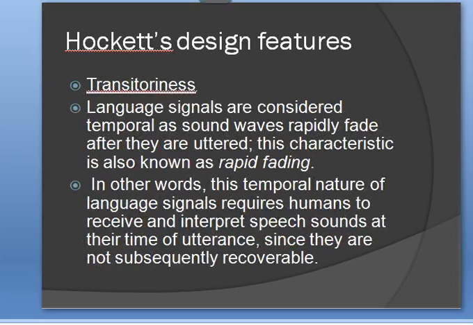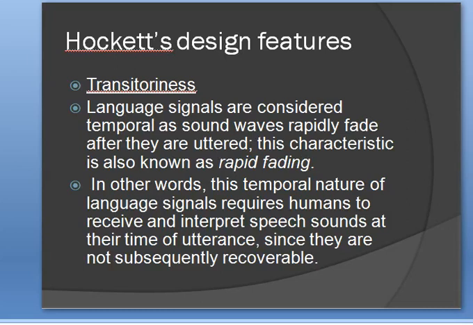The next design feature is transitoriness. What does it mean? It means that language signals are considered temporal, as sound waves rapidly fade after they are uttered, right? This thing is also known as rapid fading.